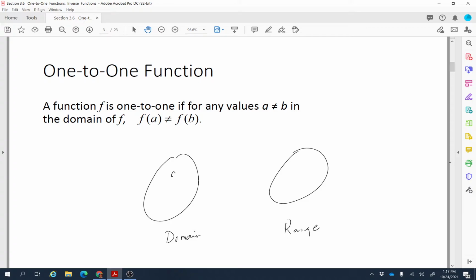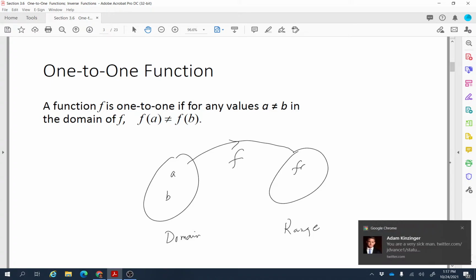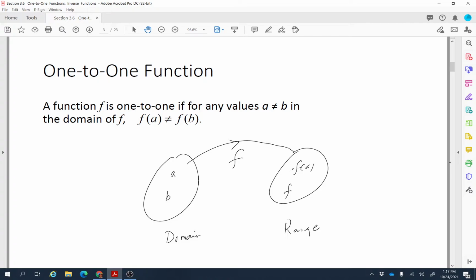Let's say there are two values a and b and they are not equal, and a function f is called one-to-one if f of a and f of b are also not equal. So two unequal inputs give you two unequal outputs. Similarly, two equal outputs are only possible if the inputs are equal. Okay, so that's called one-to-one. There should be a one-to-one correspondence between the input and output values. There should be only one line coming from the domain to the range for each input.